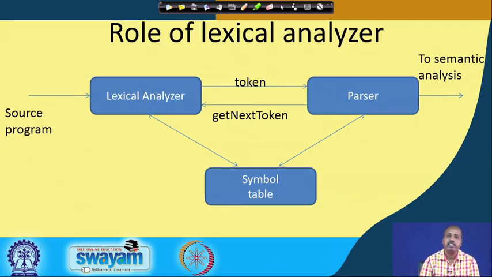Both the lexicon analyzer and the parser utilize the symbol table data structure. As I said previously, the symbol table stores all the identifiers that we have in the program. Whenever the lexicon analyzer finds a new identifier, it puts it into the symbol table, telling that this is the next symbol that we have, and the parser, whenever it needs a reference to any symbol, will refer to the symbol table.